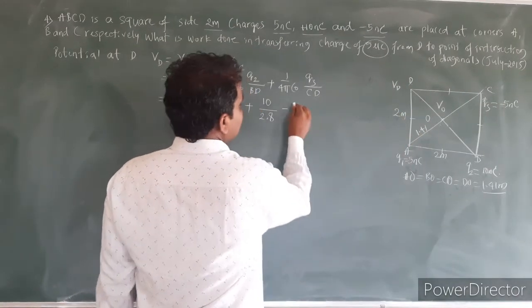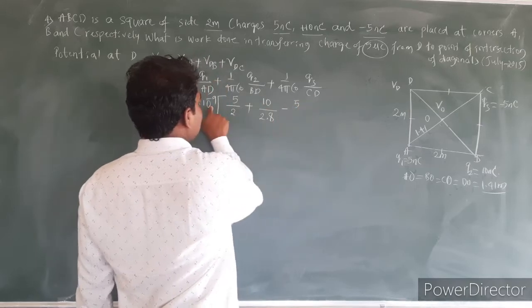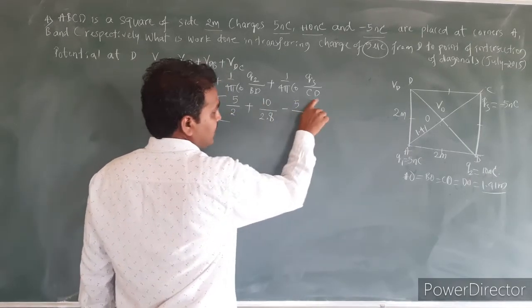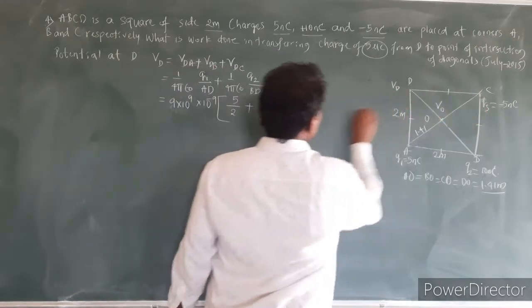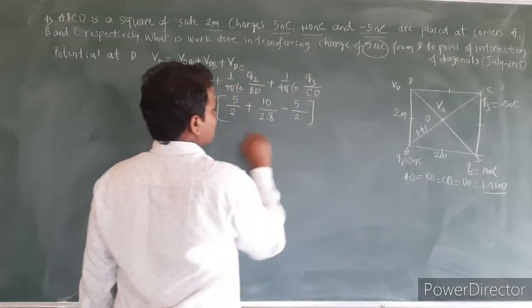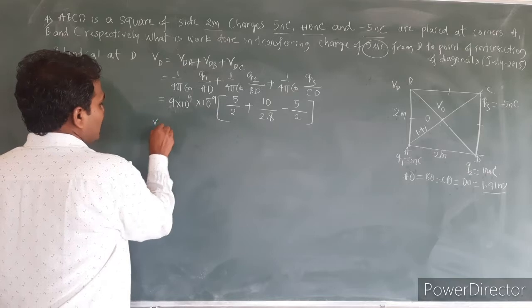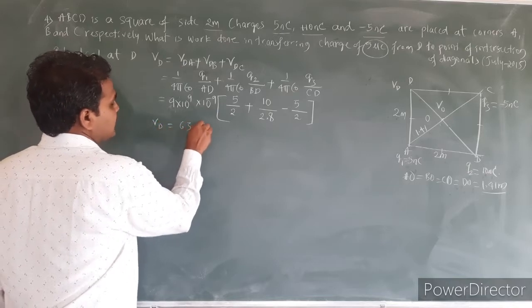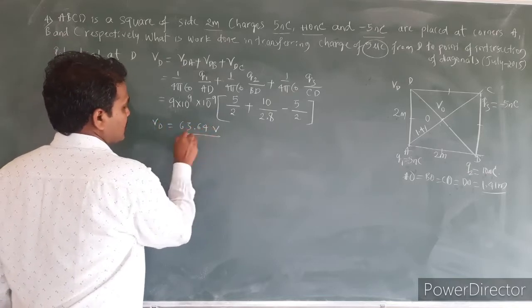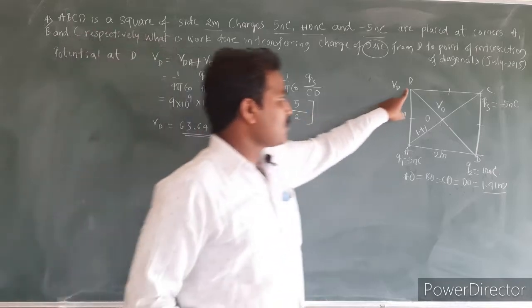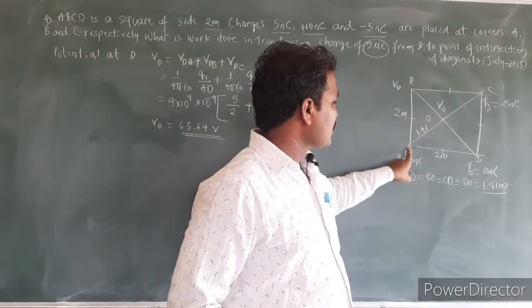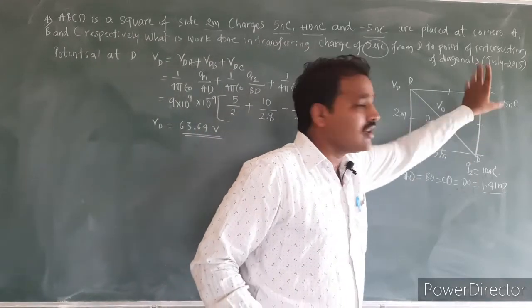What is the magnitude of the charge? 5 nanocoulomb. 10 to the power minus 9 I have written outside, divided by CD is how much? Again it is 2 meters. Okay, and if I calculate this value I get VD is equal to 63.64 volts. Okay, it is the net potential at point D because of the source charges Q1, Q2 and Q3.